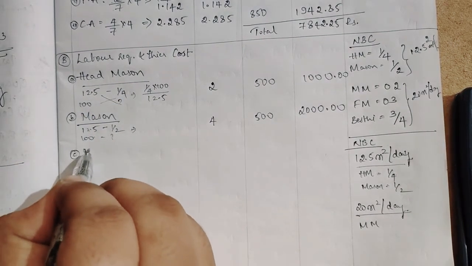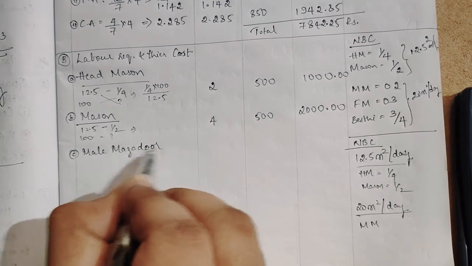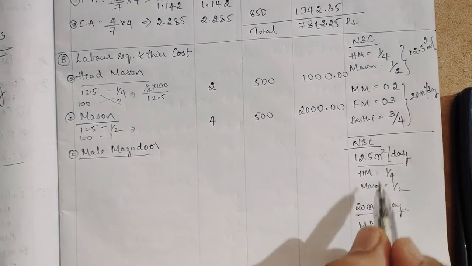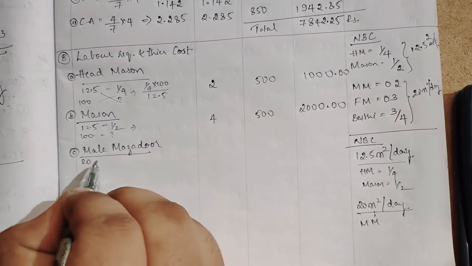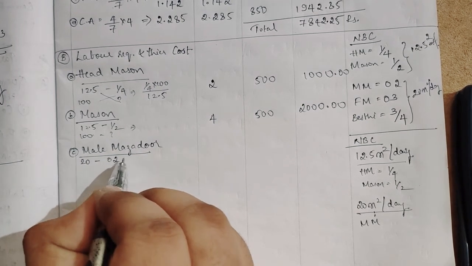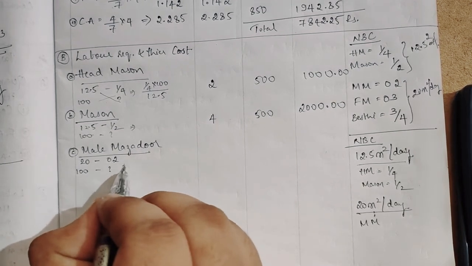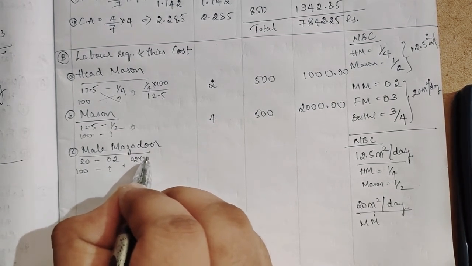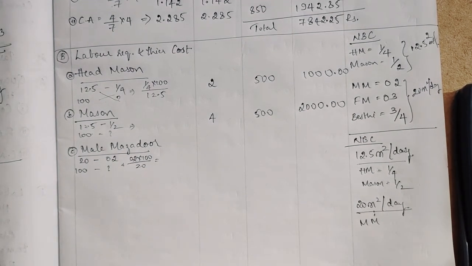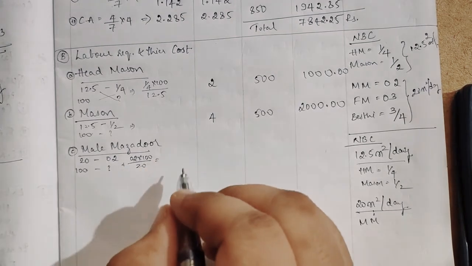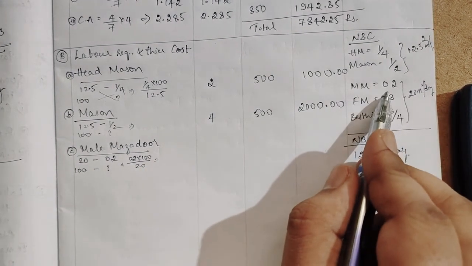When I come to male Mazdur, here the specification changes. This is for 20 meter square per day. For 20 meter square per day we require 2 male Mazdur. For 100 meter square per day, how much do we require? That is 0.2 into 100 divided by 20. It will be 200 divided by 20, which is 10. Male Mazdur, how much quantity is given? 2 quantity.